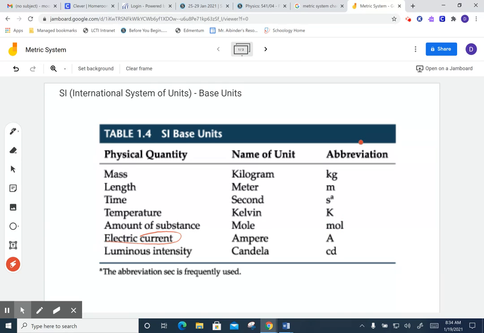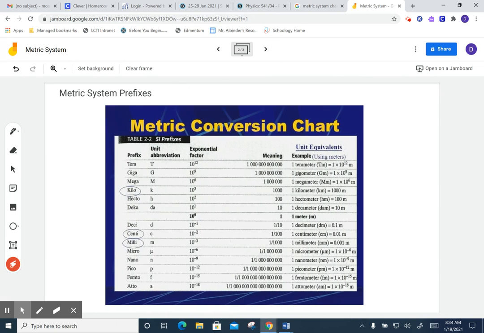Electric current is in amperes, or what most people call amps. A. Luminous intensity, how bright something is, in candelas, and that's CD. Okay? So these are the 7 physical quantities and the name of their units. All right? Now, when you look at the metric system, it's based on prefixes.